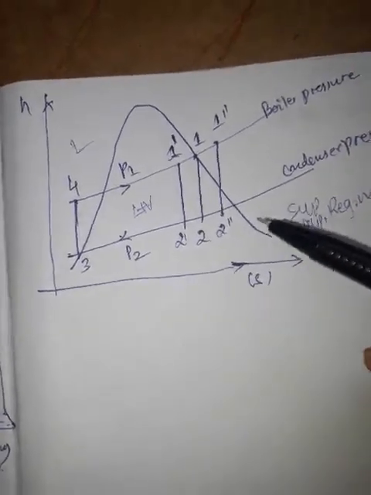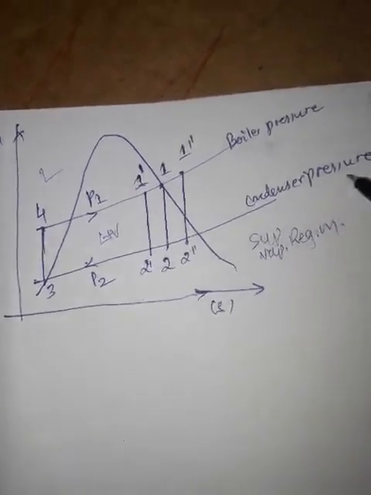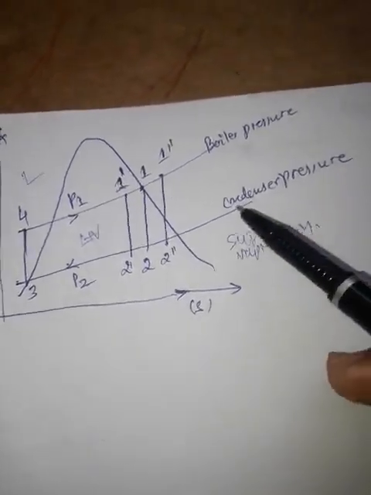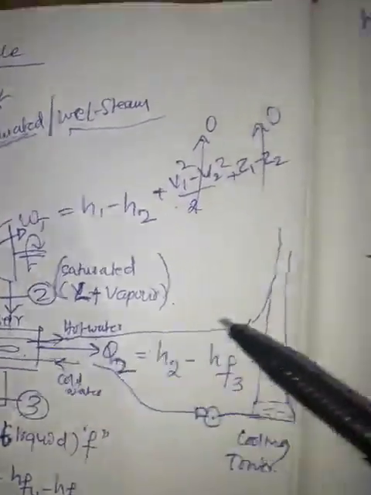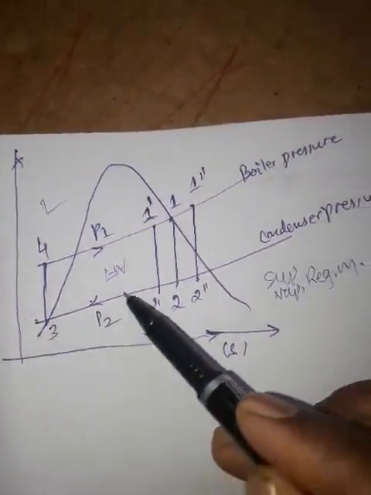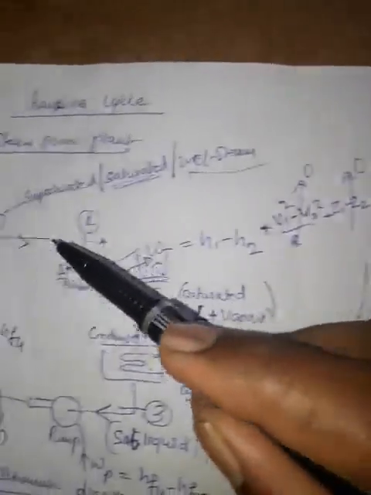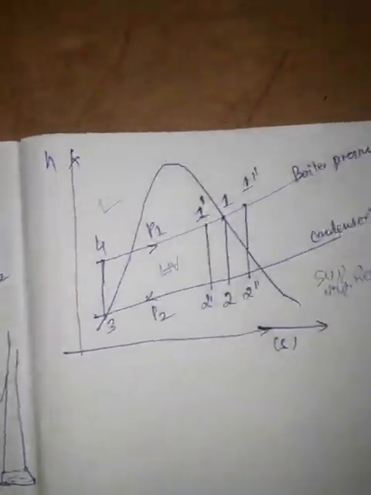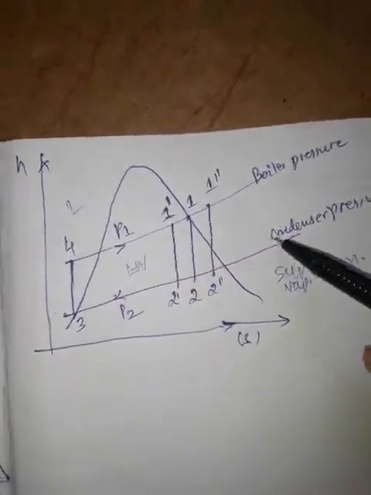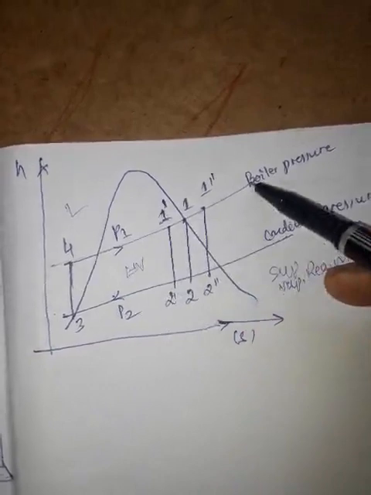Here we mark the condenser pressure. Condensation always happens at constant pressure inside the condenser, as we have seen. So we have the condenser pressure line, a constant pressure line, and one more, the boiler pressure line. There are two pressures which work in this cycle, one is the condenser pressure and the other is the boiler pressure. The boiler pressure is also constant, so we draw this line.